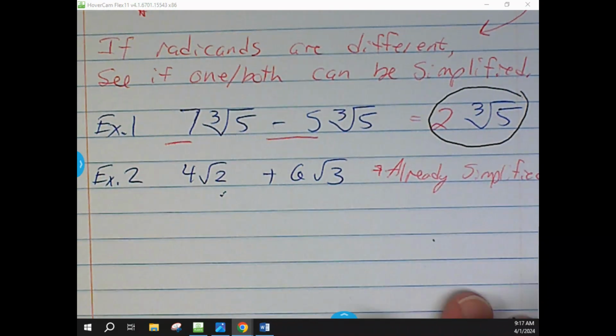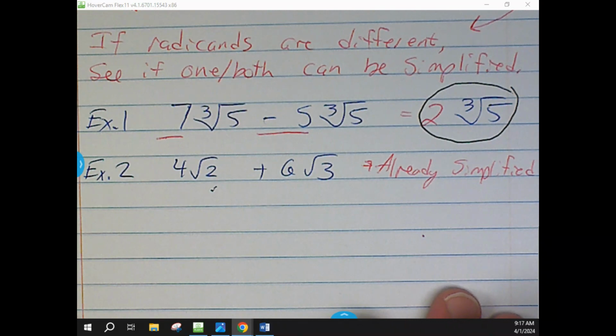And I'm thinking MyMathLab may not give you one like that, but if they do, they should give you a button that says cannot be simplified or something like that. Or you just put the answer back in there.